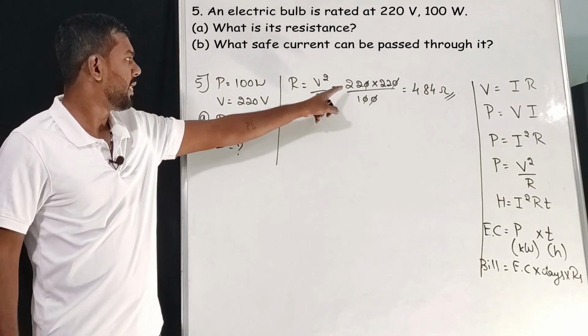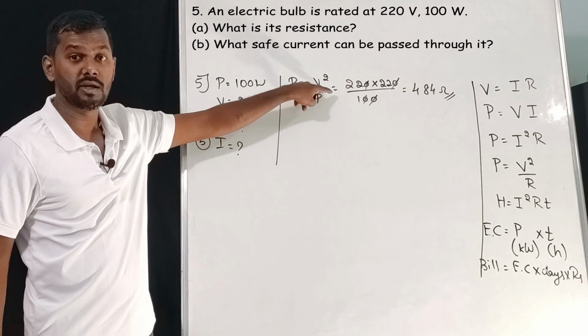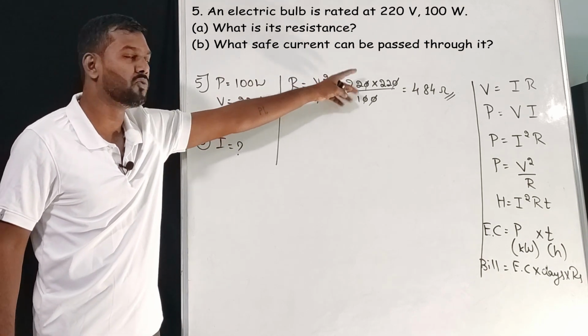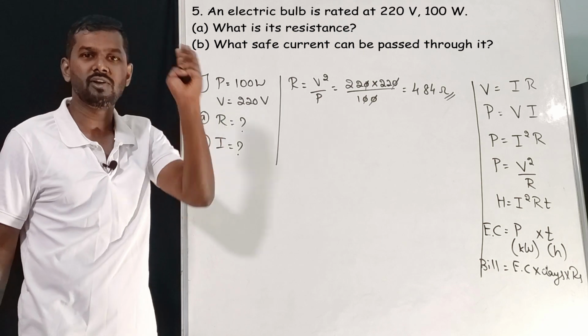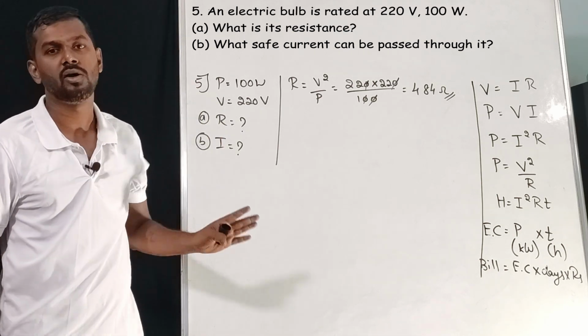That's it. See, if you know the concept, it is voltage square. You should not substitute only 220 by 100. You will definitely get an answer, but that will be completely wrong.